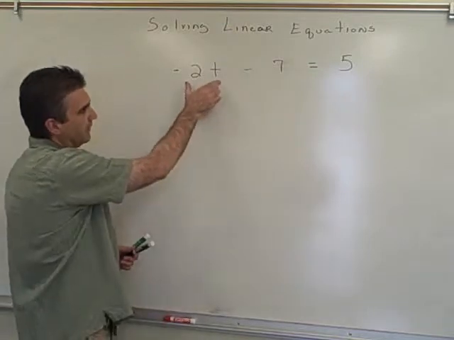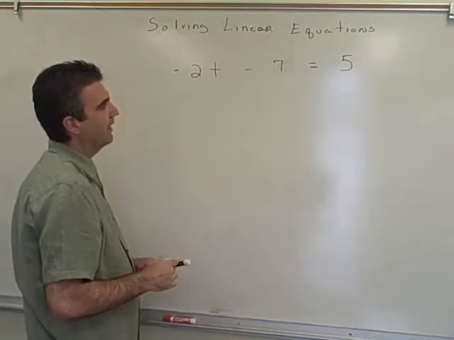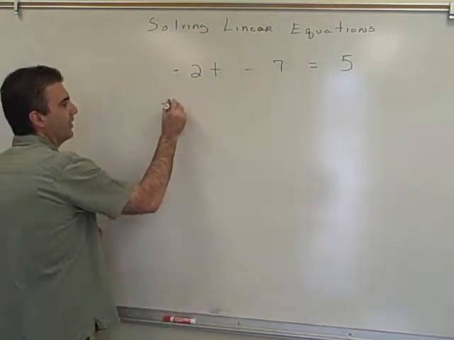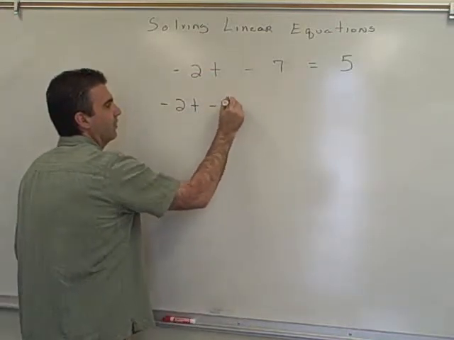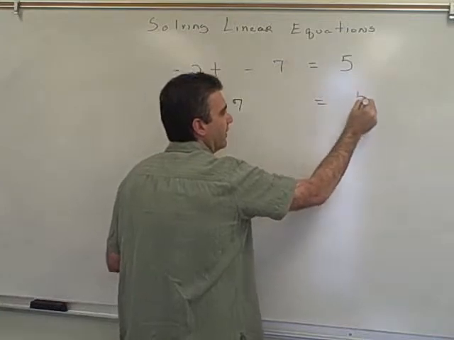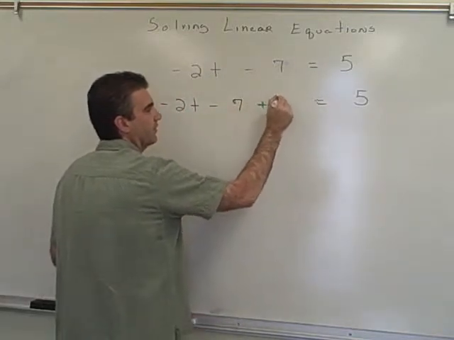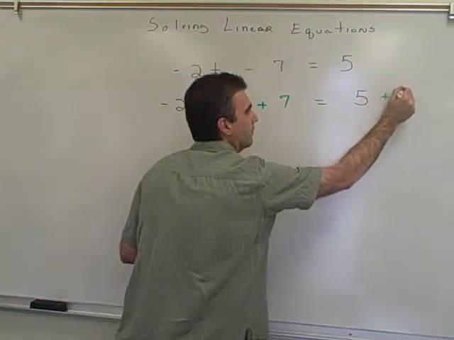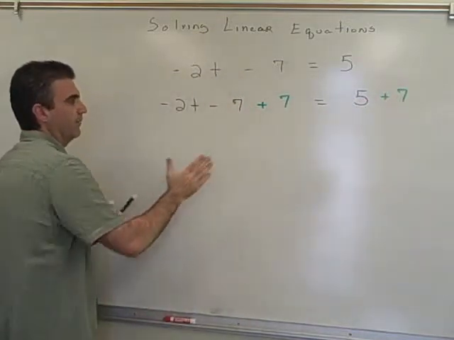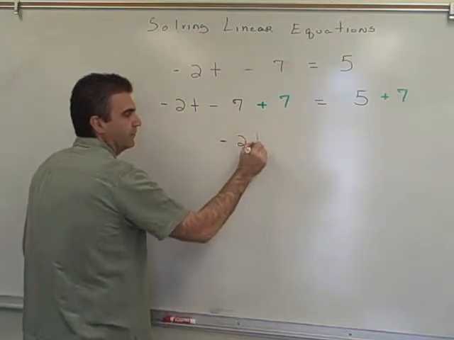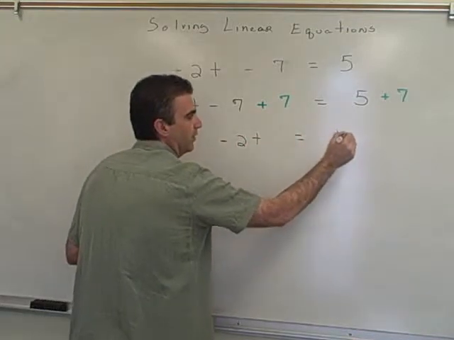Again, we're going to try to isolate the t. In this case, we'll add 7 to each side to eliminate the 7 here. I'm going to write the actual principle of equality right on the line. So we're going to add the 7 to both sides. This will help us get rid of the numbers. We're just going to have negative 2t is going to equal 12.